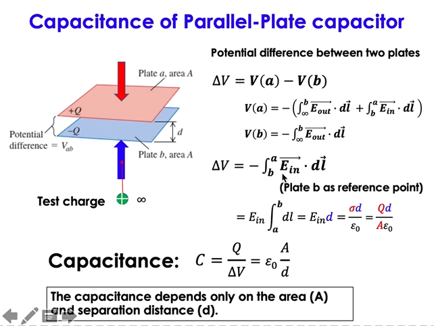Because this electric field is constant inside this parallel plate, we can move this electric field outside the integral and obtain a formula like this one. Here, the integral from a to b of dl, this is a line integral. It's equal to the distance between two plates. So the result becomes electric field inside times distance d.